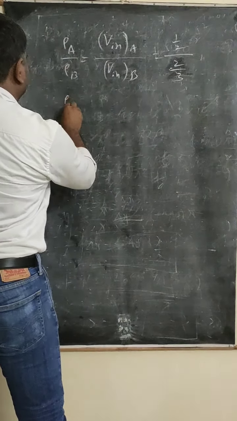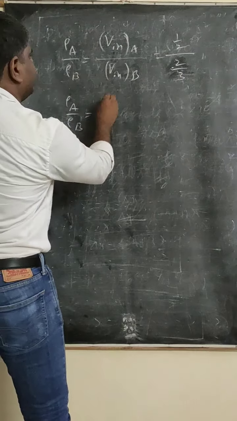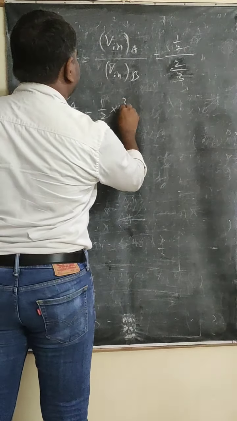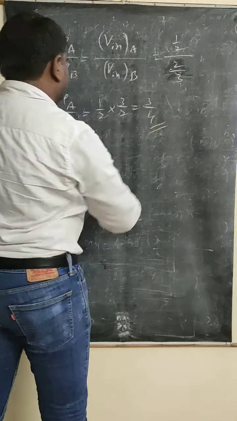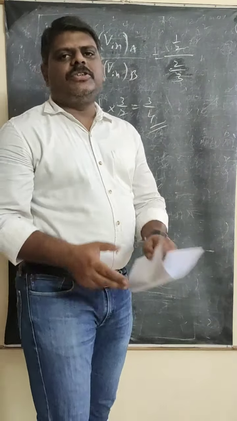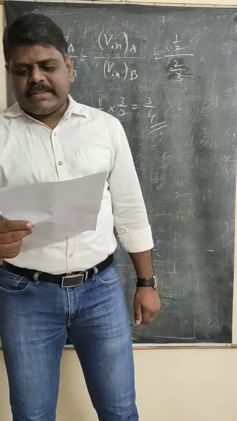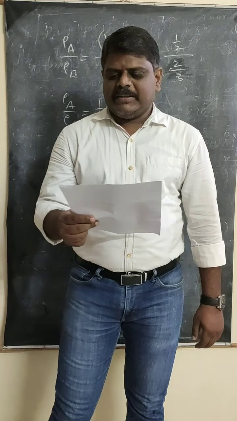So rho A by rho B is equal to 1/2 into 3/2, which is equal to 3/4. The ratio of the densities is 3/4. So which option is correct? Option 3 is correct, 3 is to 4.